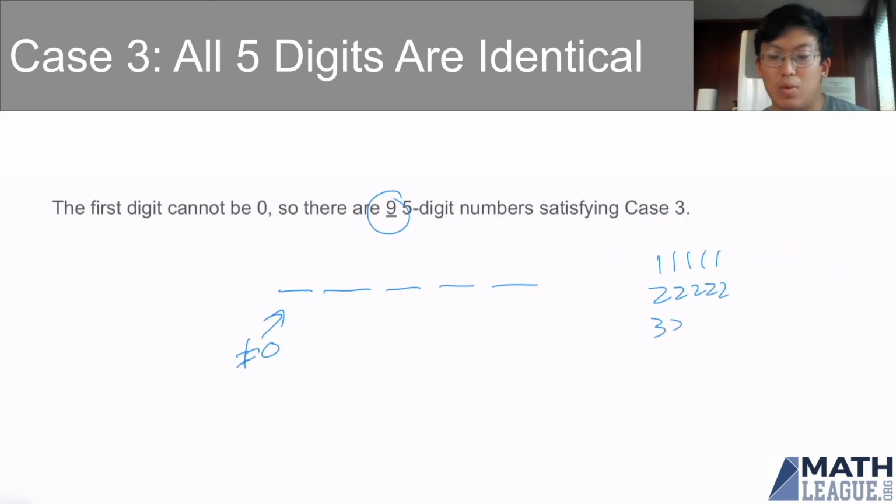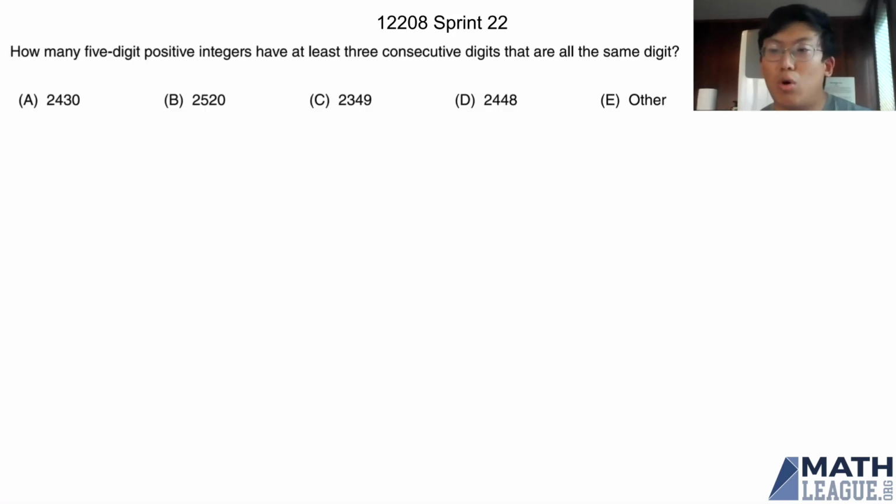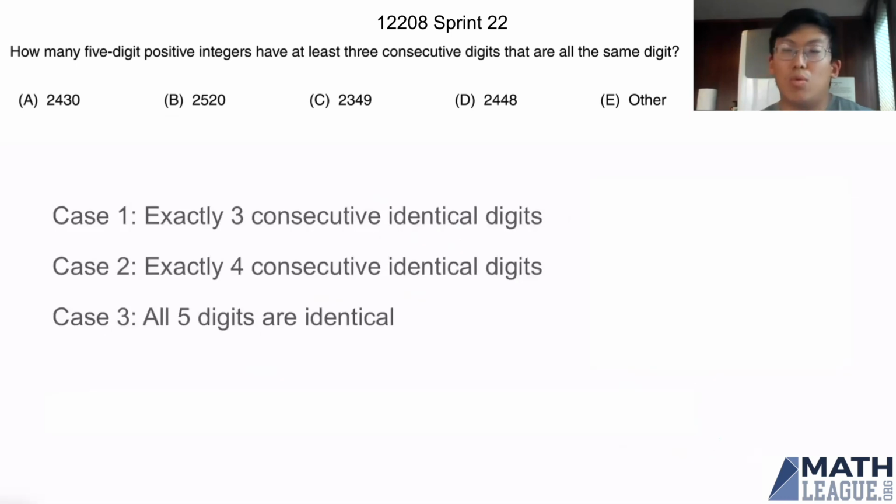11,111 and so on, all the way until 99,999. So these 9 numbers are the only 5-digit numbers that satisfy case 3. Now, to find the total number of 5-digit numbers that have at least 3 consecutive digits that are all the same digit, we can add the 3 cases together since they are mutually exclusive. And the reason that they're mutually exclusive is because we decided that there would be exactly 3, exactly 4, and exactly 5 digits identical in each of our cases.